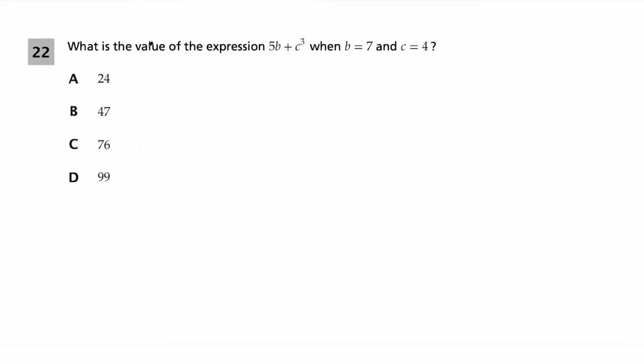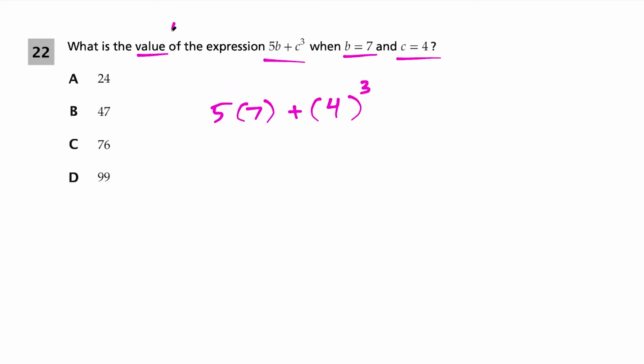Question 22, we want to know what is the value of the expression here when B equals 7 and C is equal to 4. So all we have to do here is plug in for the variables. So we have 5B plus C to the third. And what I like to do is put blank parentheses. And in place of B, we're going to write 7. And then in place of C, we're going to write 4. So we're just substituting for each variable.